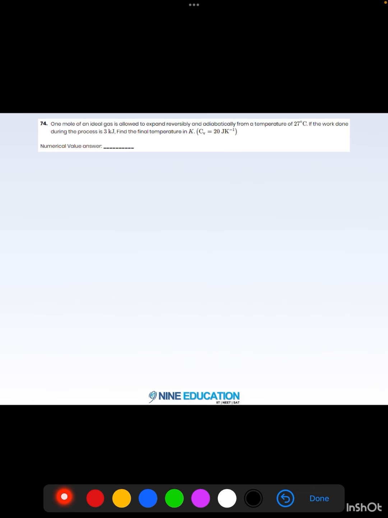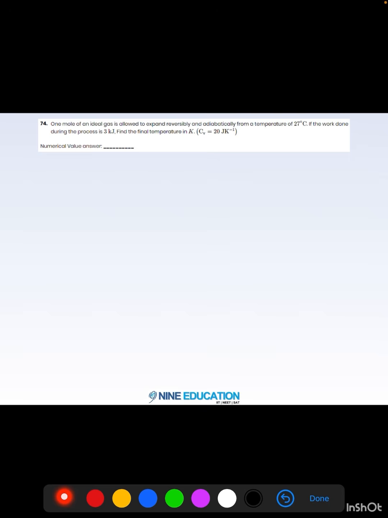Next we are having question number 74. 1 mole of an ideal gas is allowed to expand reversibly and adiabatically from a temperature of 27 degrees Celsius. If the work done during the process is 3 kilojoule, then find the final temperature in Kelvin.